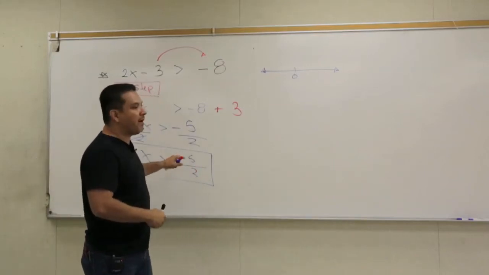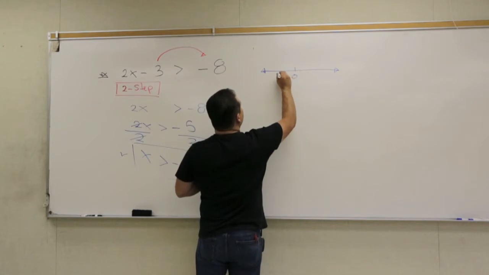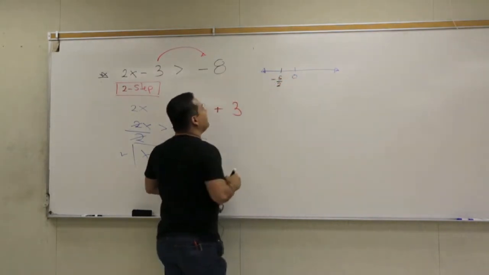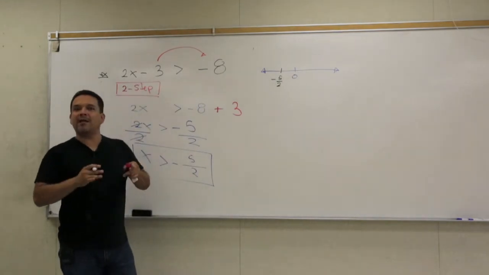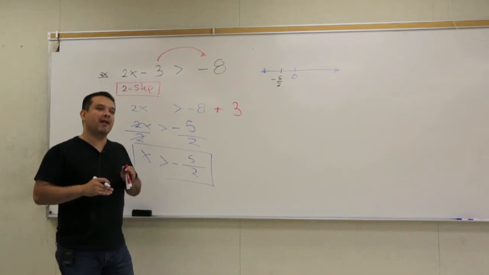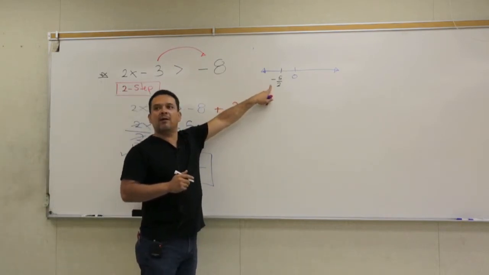So if I want to plot my reference point, I know that it's negative, so it's going to be where? To the left. You okay with that? Here's my negative 5/2. I know it's negative 2.5. I know it's between negative 2 and negative 3. That's fine. All I have to do is plot what? That reference.